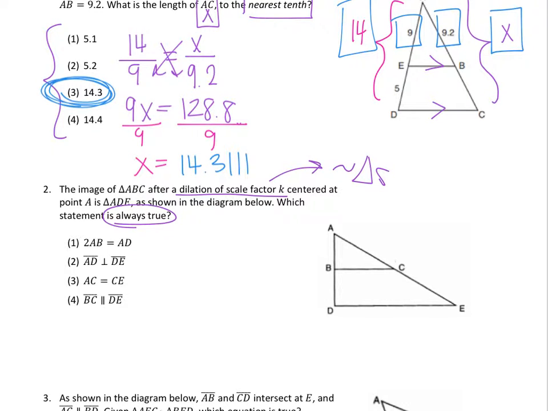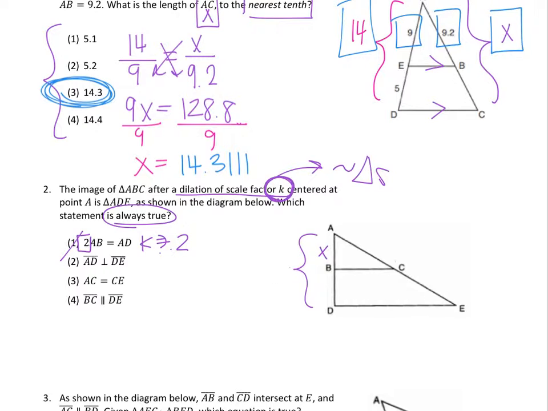So here it says 2 times AB is equal to AD. Now, it might look like if we had, say, x here, that this would possibly be 2x. However, it says some scale factor k. It did not identify what the scale factor was. This is implying that the scale factor is 2, but we don't know that. We don't know if k is 2. And so here we're going to actually cross off choice 1.